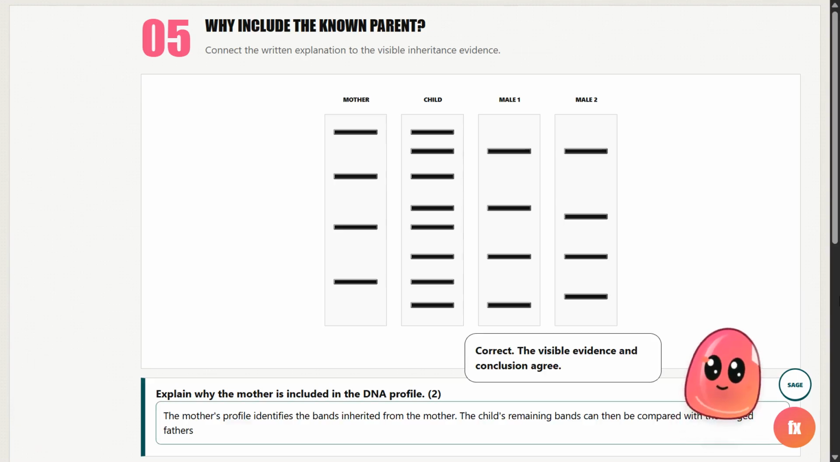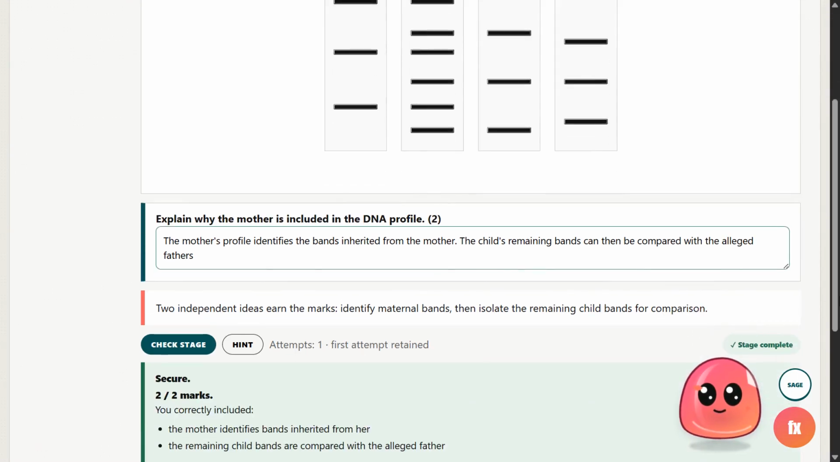Now write it. The mother's profile identifies the bands inherited from the mother. And the child's remaining bands can then be compared with the alleged fathers. 2 sentences, 2 ideas, 2 marks.